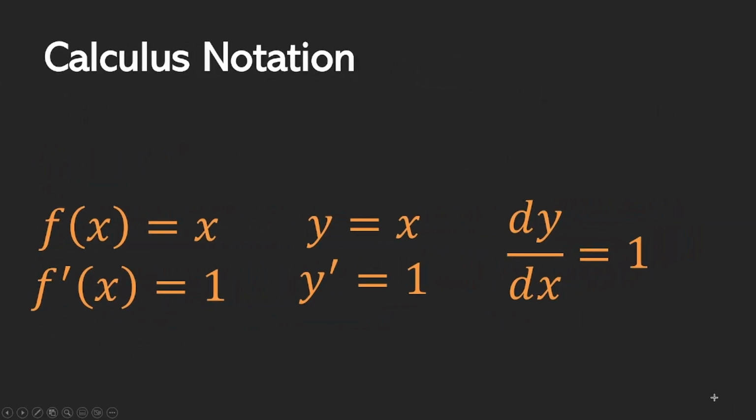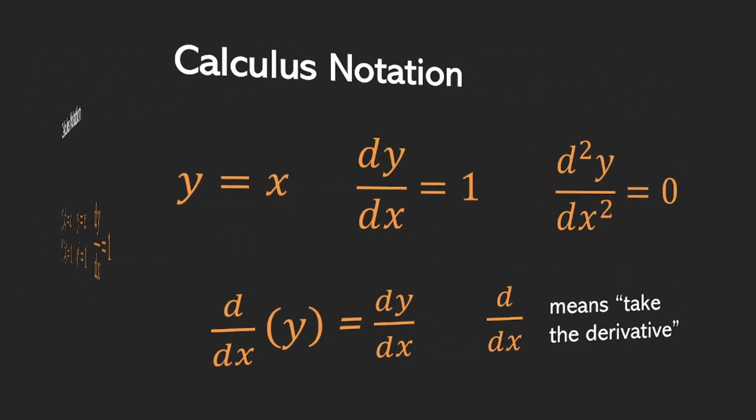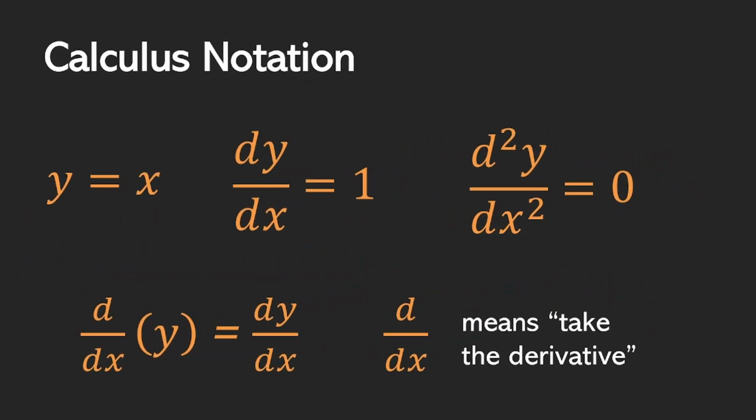Alright, so let's look at the notation a little bit deeper. So for a function f of x equals x, f prime of x just means the slope of the function f of x. Alright, similarly, if y equals x, the slope of y is 1, because that graph always has a slope of 1. And then dy over dx is the same as delta y over delta x, but for this curve, it will also be 1.